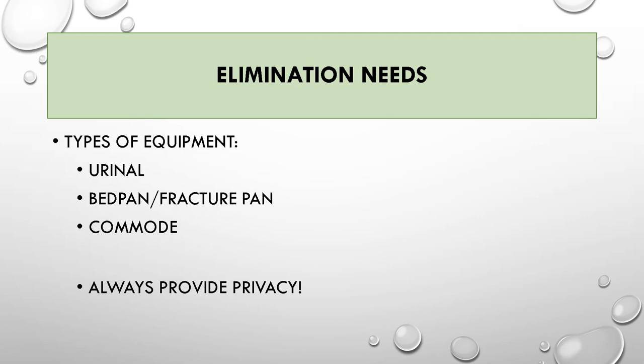Bedpans are equipment that are placed under a person's butt while they are in bed. The pan can collect both urine and feces. A fracture pan is a slightly smaller version of a bedpan. It is used especially for individuals that have had a recent hip surgery or cannot lift their hips.